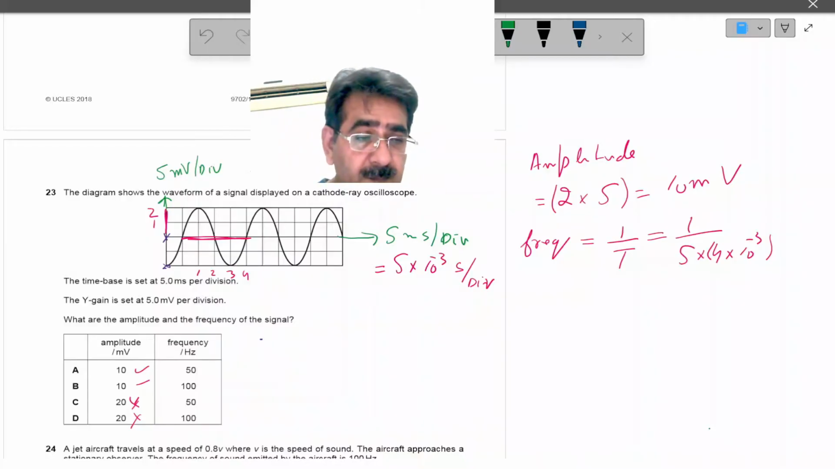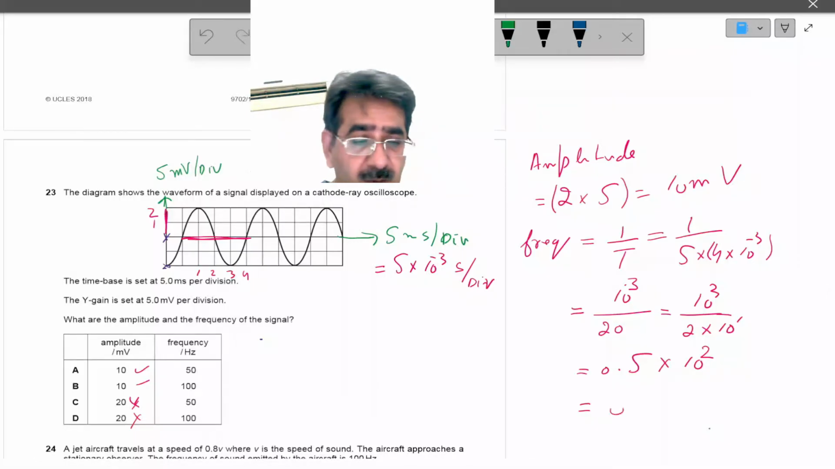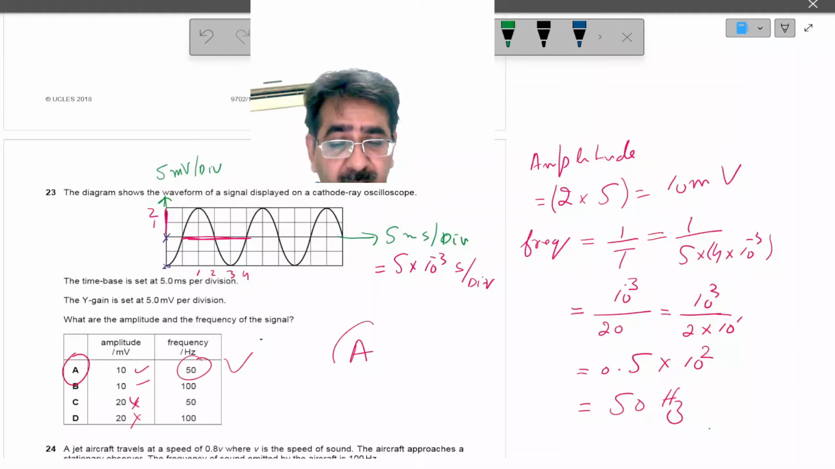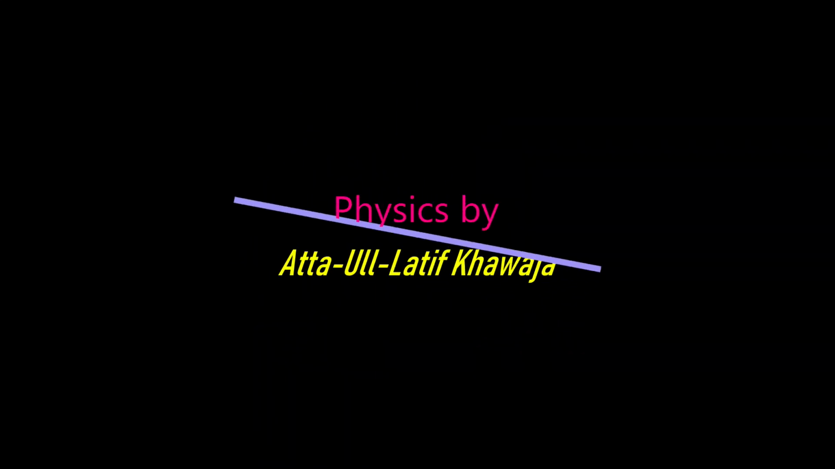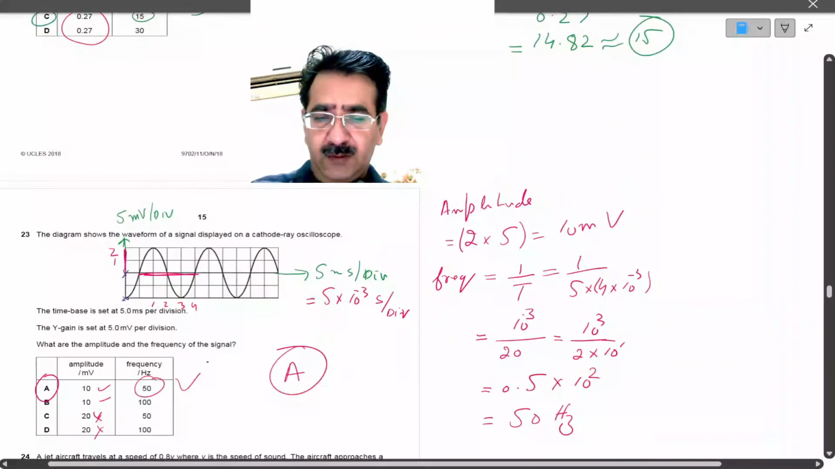So this becomes 1 over 20 times 10 raised to power 3, or you may say 10 raised to power 2 times 10 raised to power minus 1, or 0.5 times 10 raised to power 2, or you may say 50. So this will be the answer. A is the answer of this question.